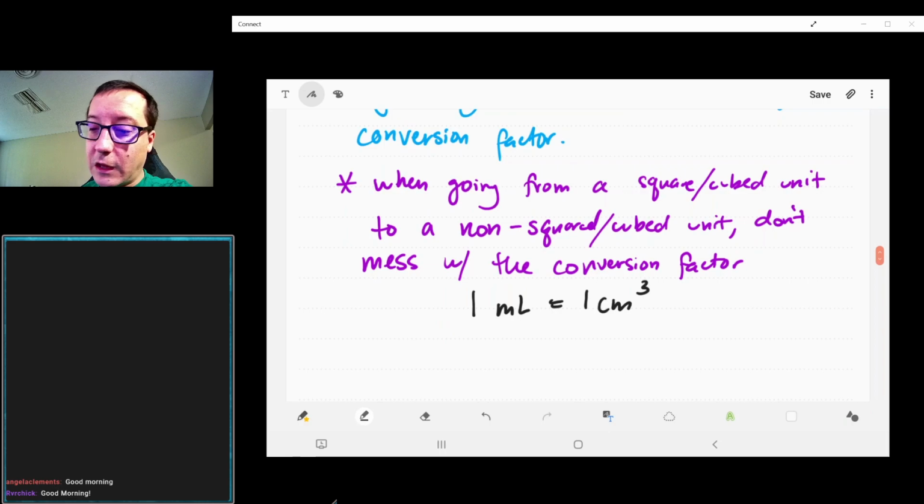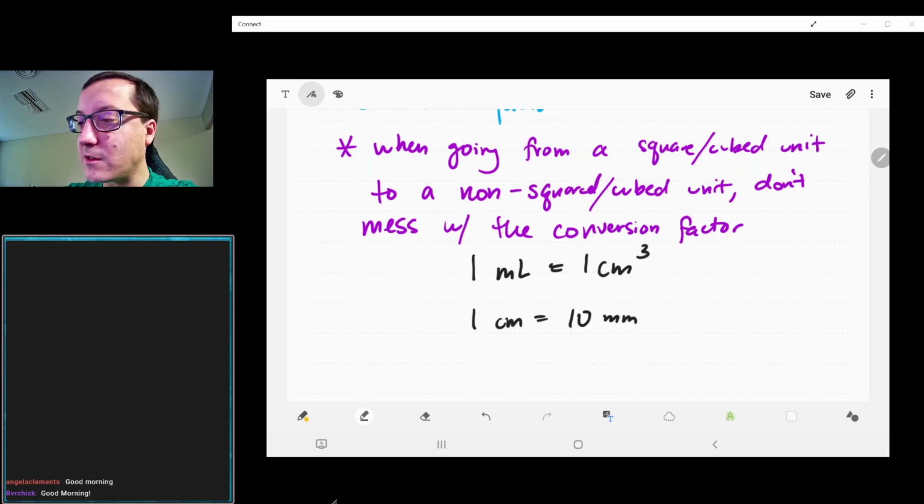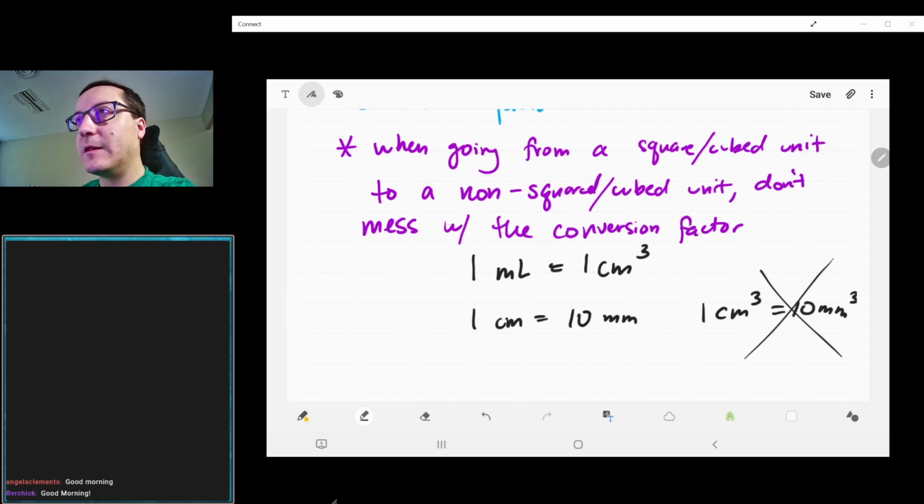However, if we wanted to go from cubic centimeters to cubic millimeters or something, we would need to worry about that. Because we can't just say, oh, you know what, 1 centimeter is 10 millimeters. I guess I shouldn't say this, but we cannot say that this is the case. This is a big no-no. That's not the same thing. So the lesson here is pay attention to what units are given in your conversion factors.